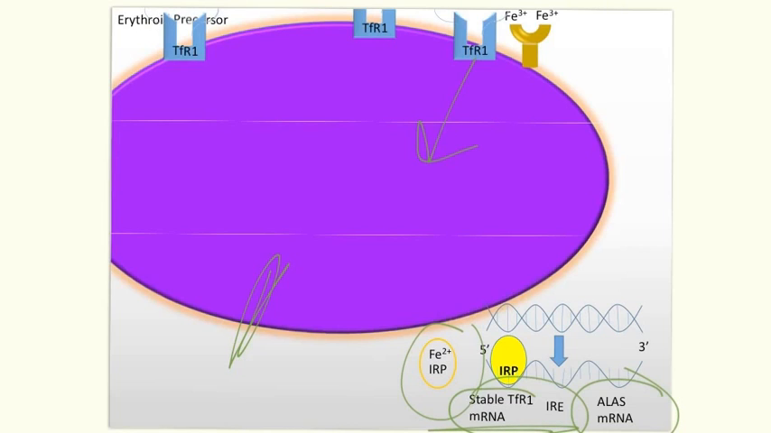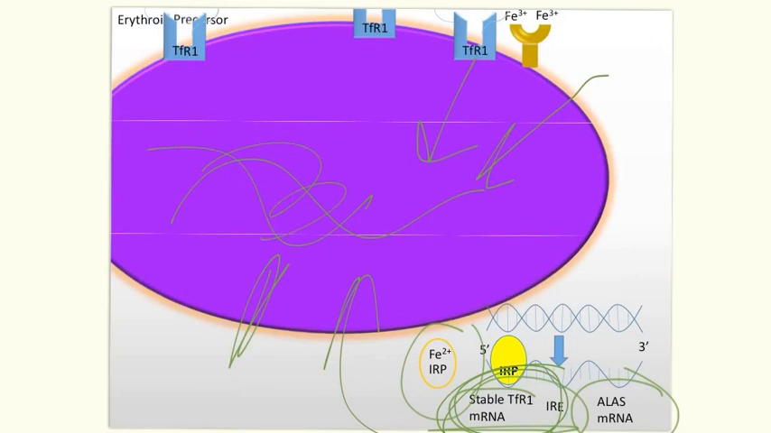Now the point is, and I've read this from multiple sources, I'm pretty sure I even read this in Harrison's about 6 or 7 months ago, that when the erythroid precursor brings in iron, that stimulates it to bring in even more iron. Now the mechanism that we're talking about here doesn't make sense to me, because the iron response element on the transferrin receptor is the 3' end.